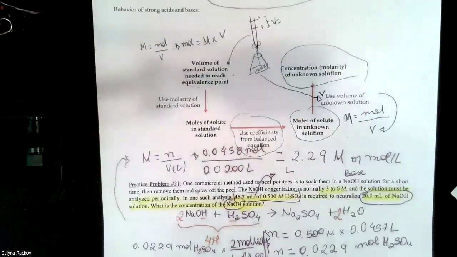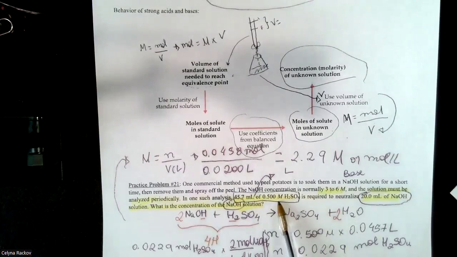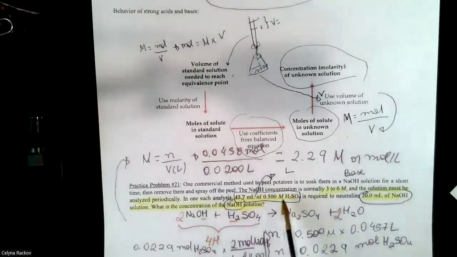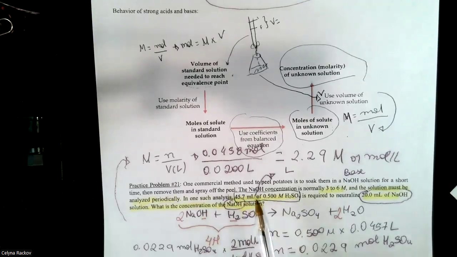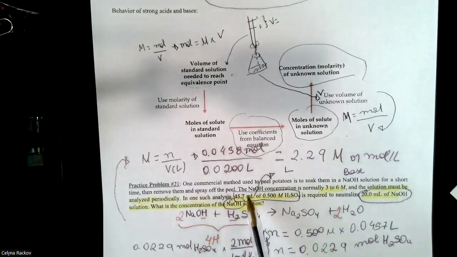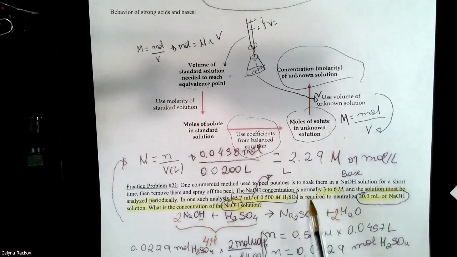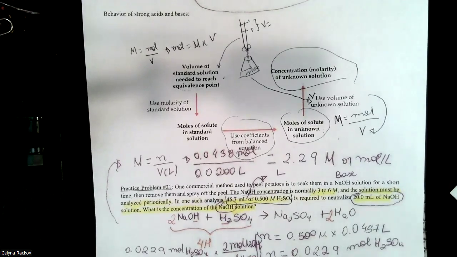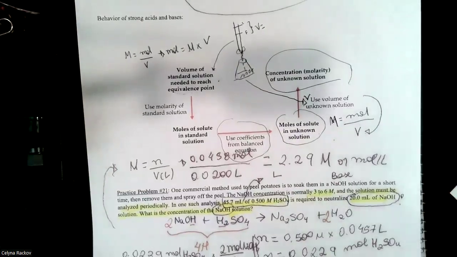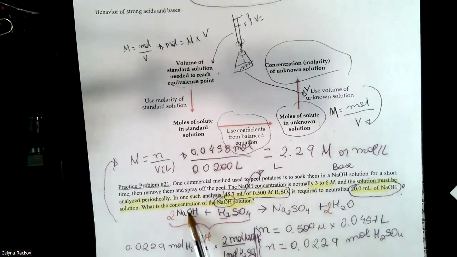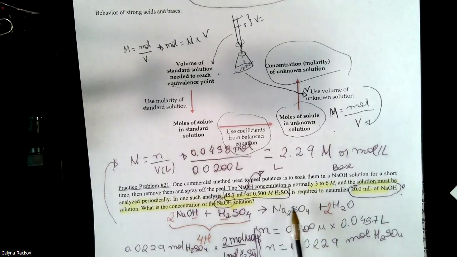So in that case, the burette had the sulfuric acid solution. The volume we spent was 45.7 milliliters of sulfuric acid, which was required to neutralize 20 milliliters of sodium hydroxide solution. So what's the concentration of the sodium hydroxide solution? Here is your unknown. The reaction is sodium hydroxide and sulfuric acid. We have a strong base and a strong acid, which will make salt and water.